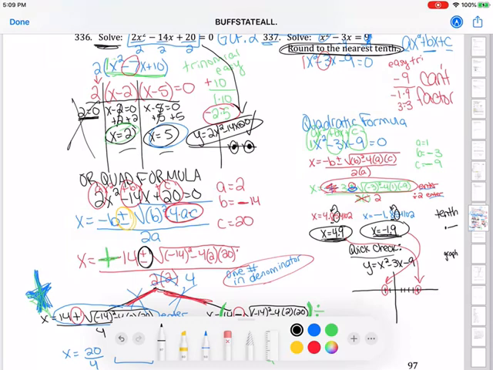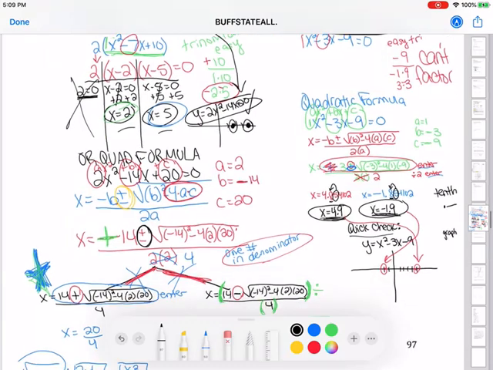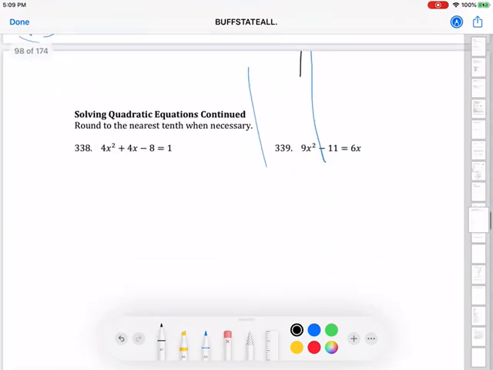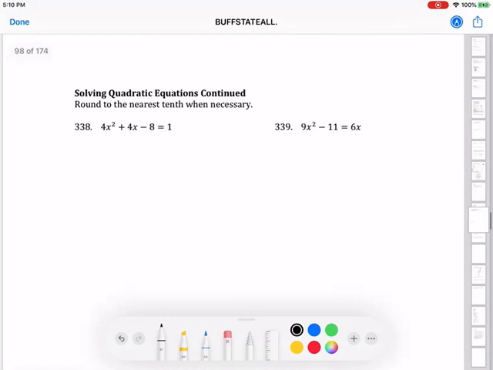Wow, this page is a hot mess. All right, let's go to the next nice clean page. I wish it was clean anyway. Whoops, there we go. Okay.